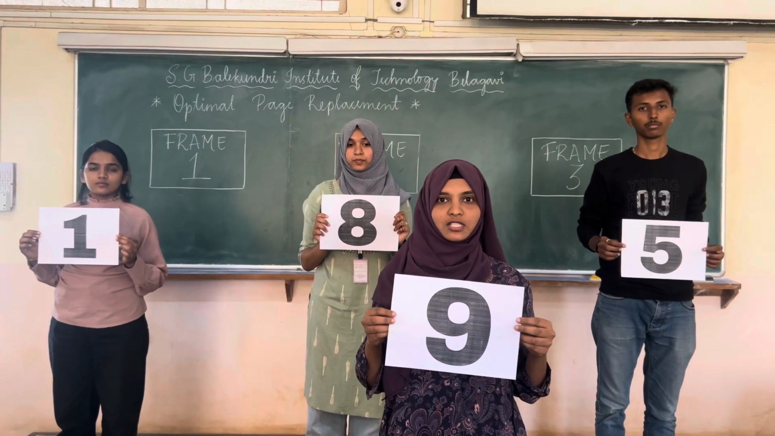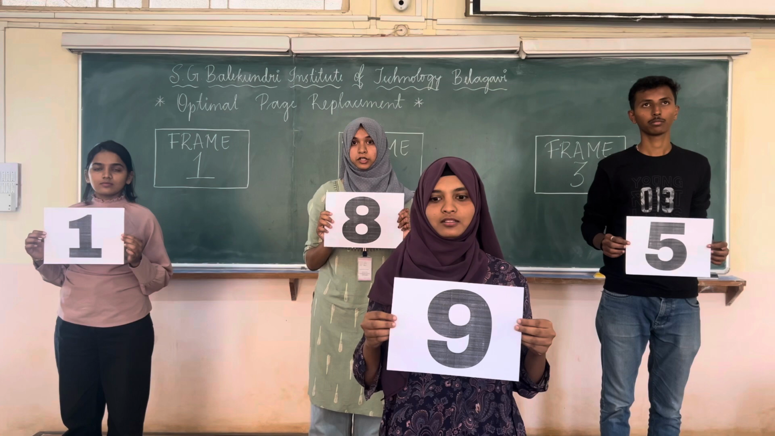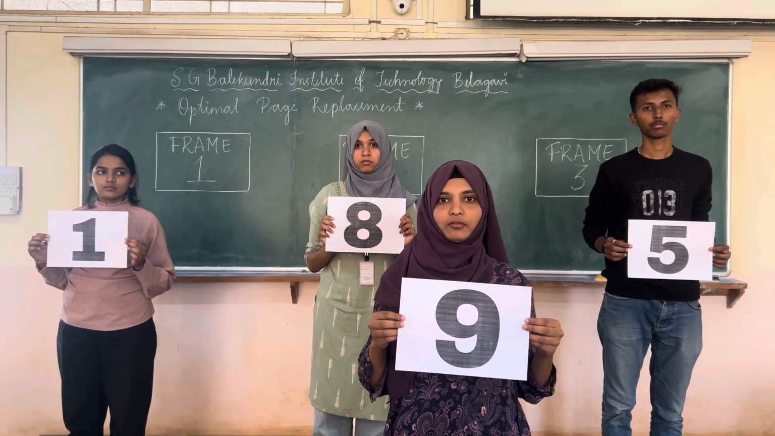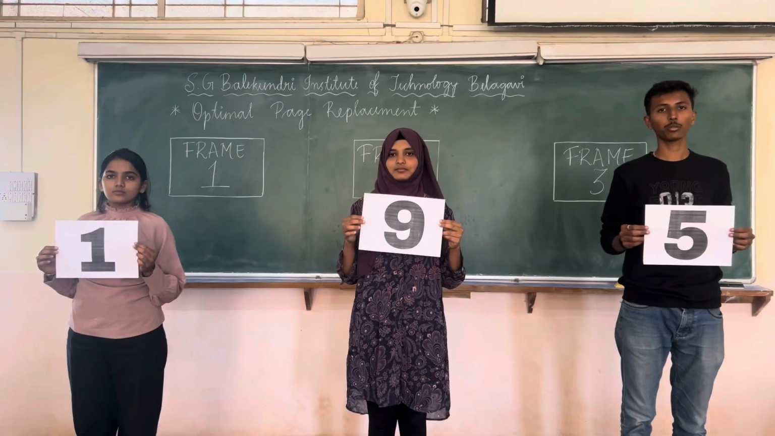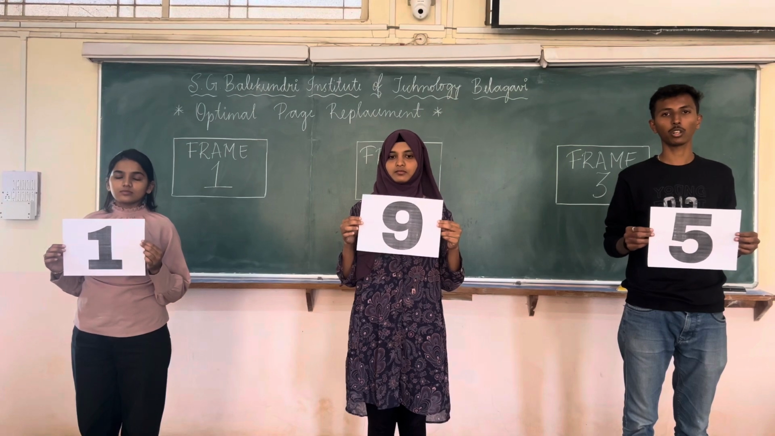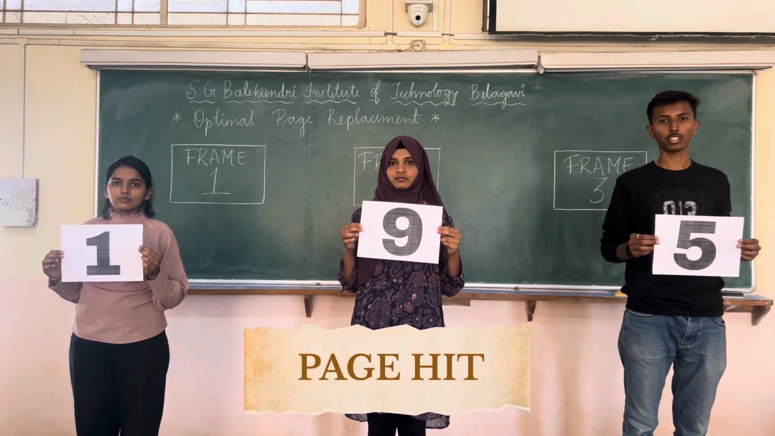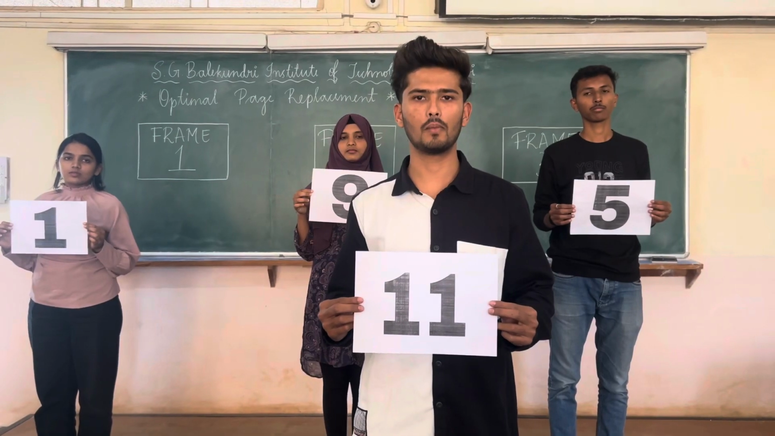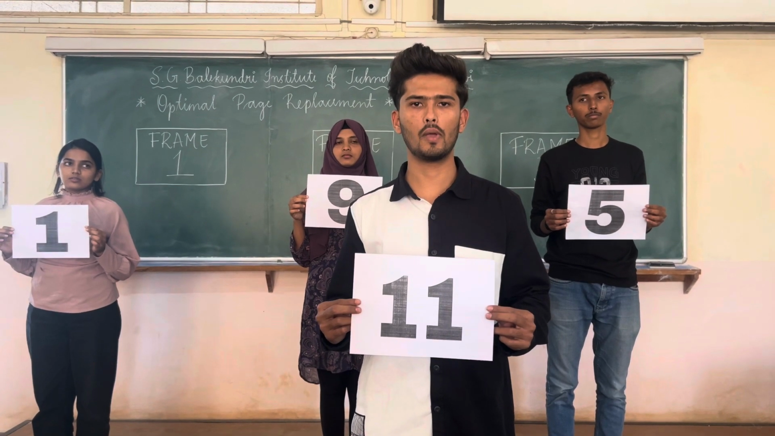So the next request is for page number 9. I am least used. So I will be allocated in frame number 2. The next request is for page number 5. As I am already allocated in frame 3, it's a page hit. The next request is for page number 11. As I am least used, I will be allocated in frame 3.